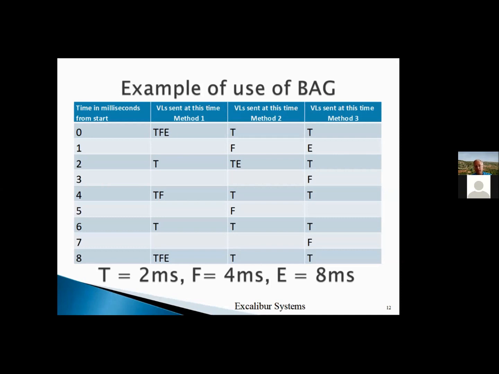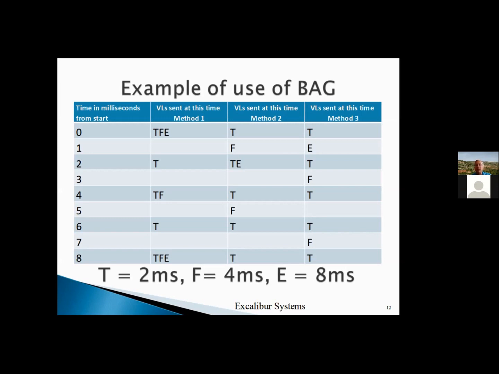So I'll start T, the most frequent one, at time 0. Then the next most frequent one, I'll start at time 1. But I'm going to skip time 2 because I see that I've got an open slot in time 3. And then I'm still meeting all of my requirements, right? T is still going out every second one. F is going out twice in every 8 milliseconds. And E is going out once, and there's not a single collision.